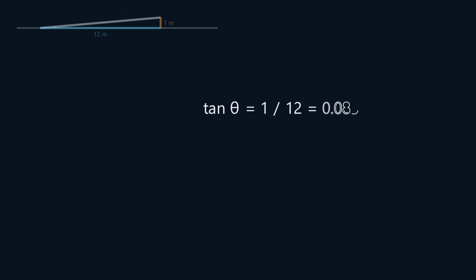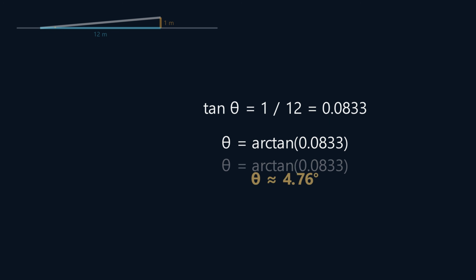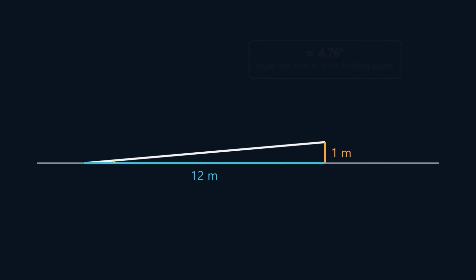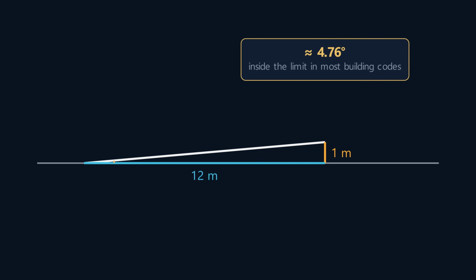Here is the inverse in action. A ramp rises 1 meter over a horizontal run of 12 meters. What is its angle? Rise over run is opposite over adjacent, which is tangent. So tangent of the angle is 1 over 12. Arctangent of that is about 4.8 degrees, which happens to be just inside the legal limit for a wheelchair ramp in most building codes. There is one more wrinkle, and if you write code you will meet it.